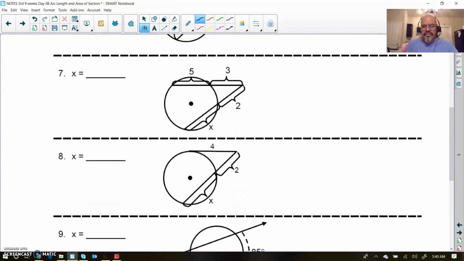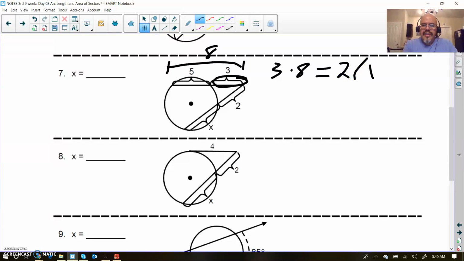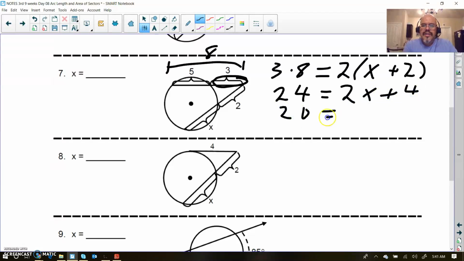Okay, so number 7, it's more of the same. The entire length of this secant is 8 units, so it's going to be 3 times 8, because that's the outside right here. 3 is the outside. So then we do this again, 2 times x plus 2. So that's going to be 3 times 8 is 24, equal to 2x plus 4. Subtract 4 from both sides, 20. And divide both sides by 2. 10 is equal to my x.